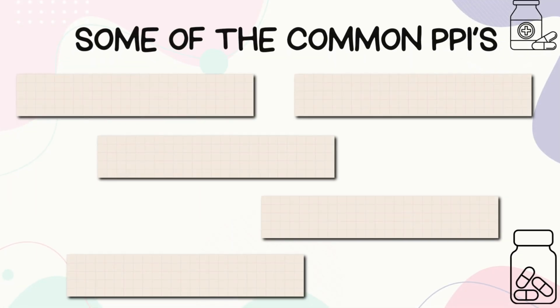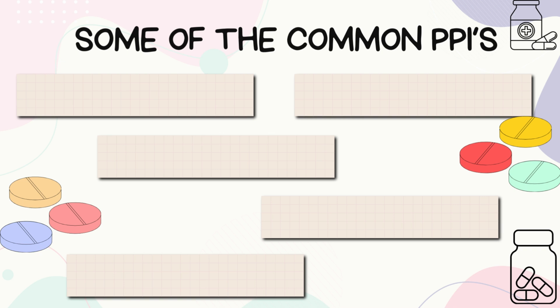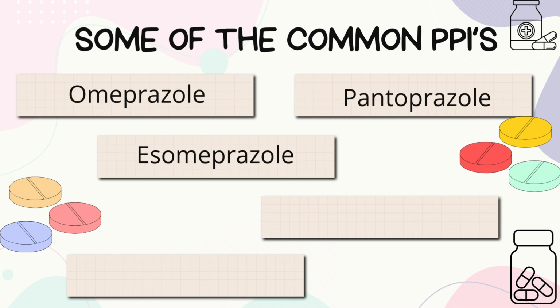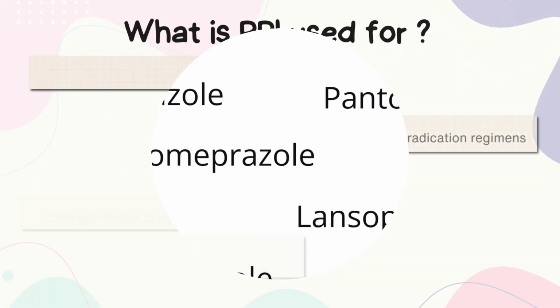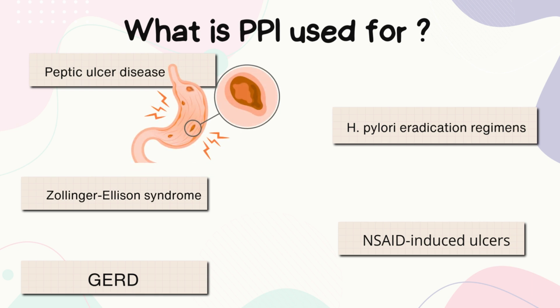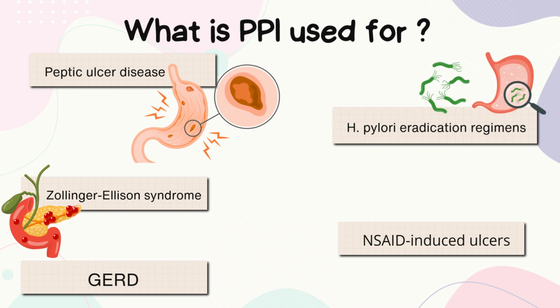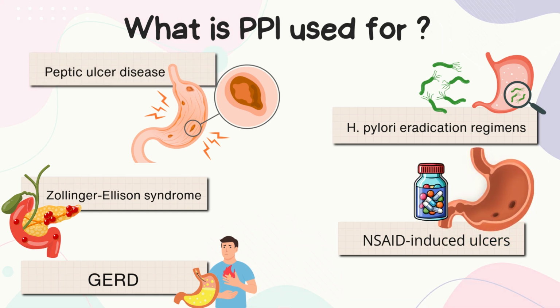What are the PPIs you know of? Well, we have omeprazole, pantoprazole, esomeprazole, lansoprazole, and rabeprazole. We use PPIs in cases of A. peptic ulcer disease, that is both gastric and duodenal ulcers, B. Zollinger-Ellison syndrome, C. in H. pylori eradication regimens along with antibiotics, D. gastroesophageal reflux disease, and E. in case of NSAID-induced ulcers.